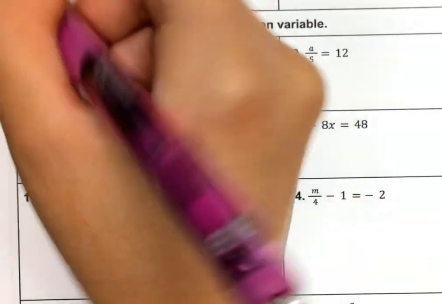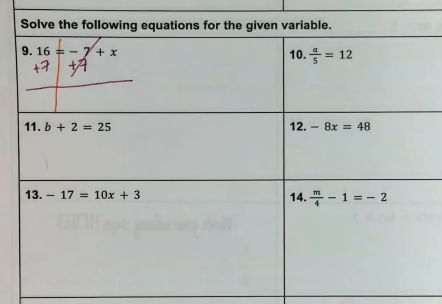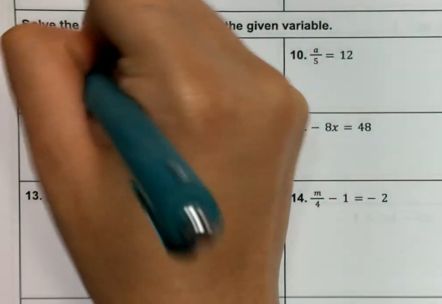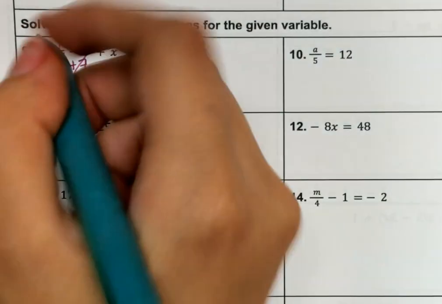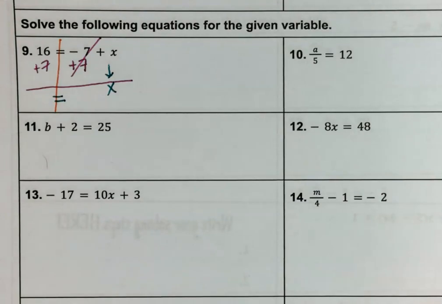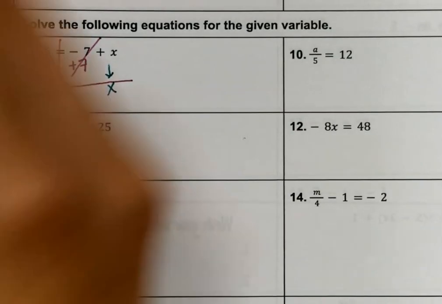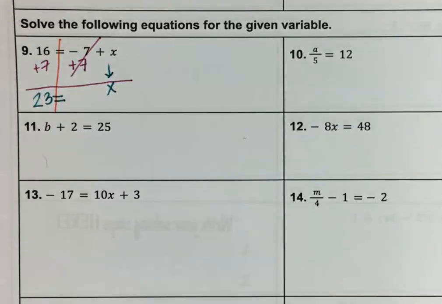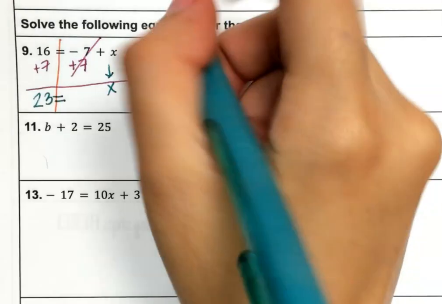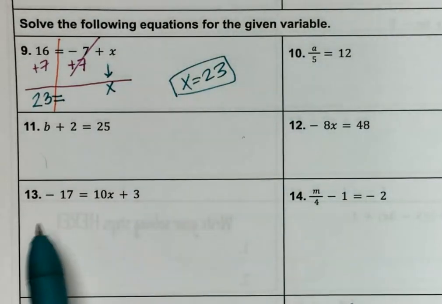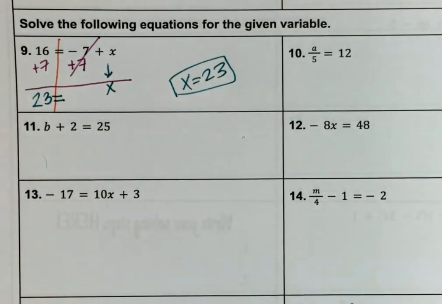So my 7's cancel out. I can bring down my x. 7's cancel out, so I don't bring anything down there. You don't have to write the 0. Equals 16 plus 7, which is 23. So x equals 23, or you can leave your answer as 23 equals x. They mean the same thing.